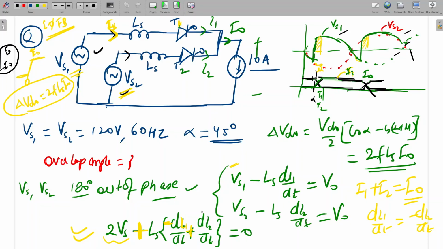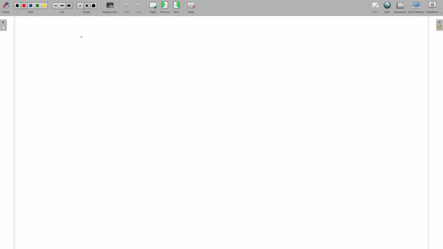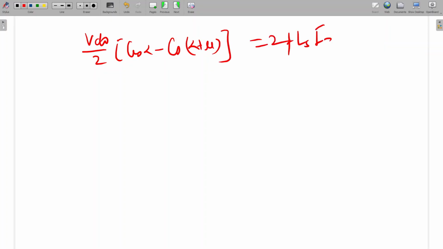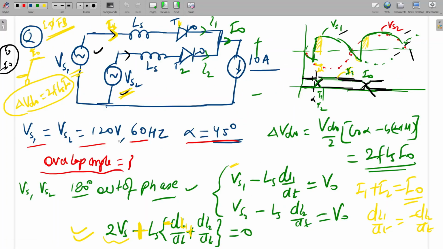So see what is given: 120 volts RMS, 60 Hz, 45 degrees. We have to calculate the overlap angle. So how can we calculate it? The same equation we can apply: Vd0 upon 2 times cos alpha minus cos alpha plus mu should be equal to 2f Ls I naught. So we'll see what the values are. f is 60, I naught is 10, and Ls is not given.